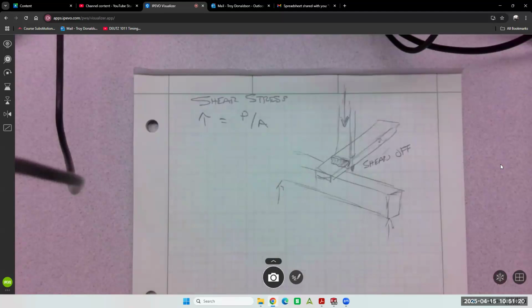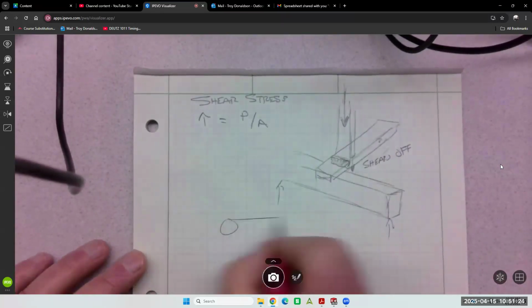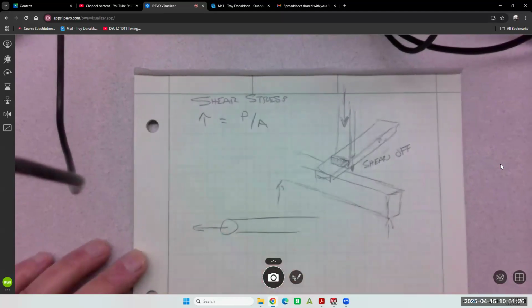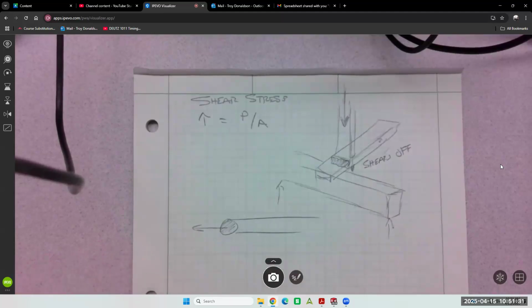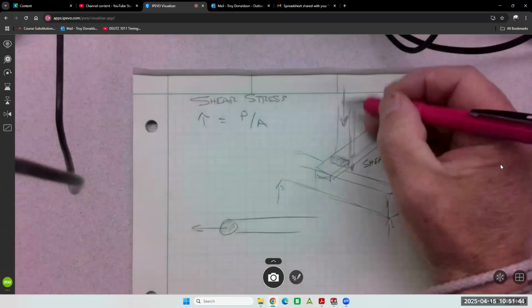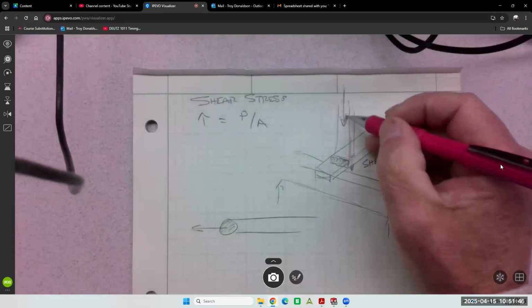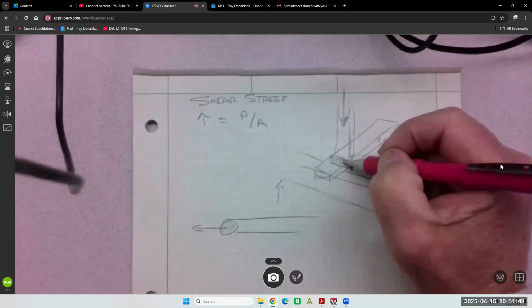That's different than what we had in tensile stress. In tensile stress, we were pulling on an area perpendicular to the load. So for tensile stress and compressive stress, the area is perpendicular to the load. That's what we've been doing, right? Now, the load's coming down and the area is parallel to the load.